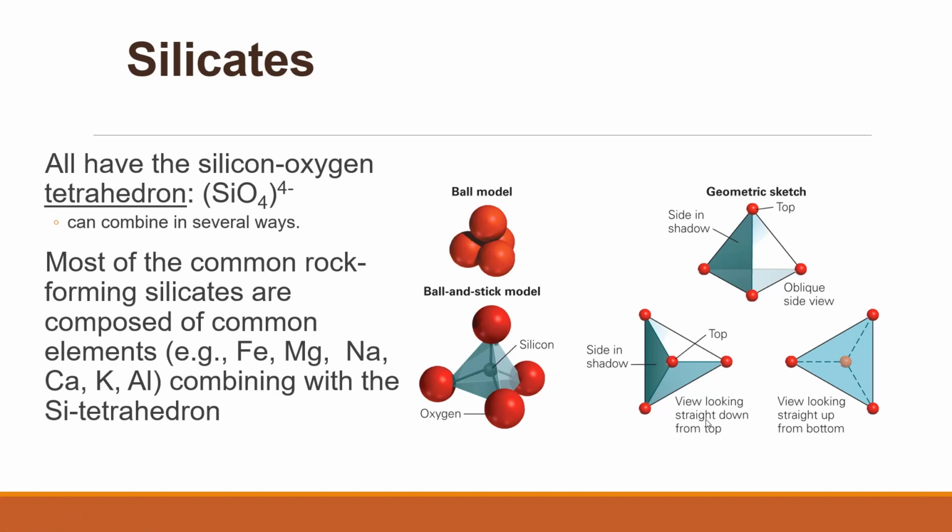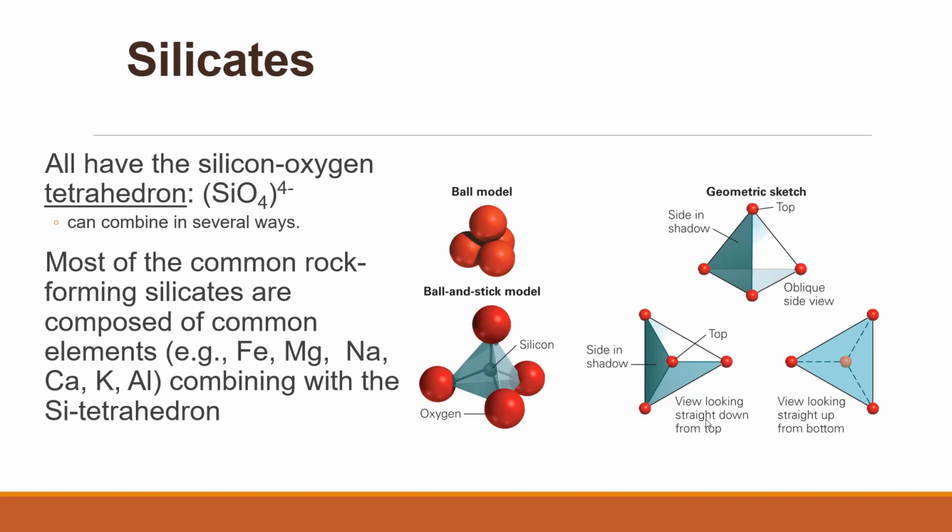So all these have the silicon-oxygen tetrahedron. It can combine in different ways. Most of the rock-forming silicates are composed of common elements combining with this tetrahedron, and they can come in different ways. Some of them will form as sheets. Those are going to be things like our micas, which will then have cleavage that breaks into those sheets.